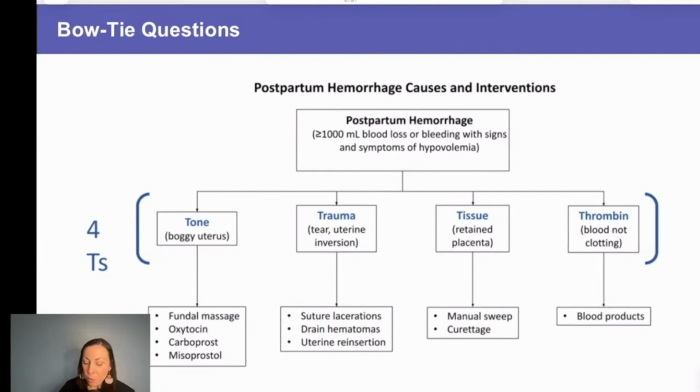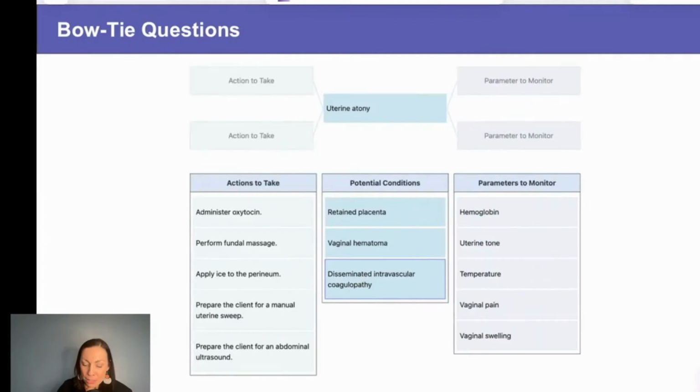So now we can look at what kinds of interventions we're looking for, because not all postpartum hemorrhages are treated the same. For our tone, we are going to be doing fundal massage, giving oxytocin, carboprost, or misoprostol, just medications that would firm up that uterus. So keeping that in mind, we'll take a look at all of our options. So oxytocin, what is that? Oxytocin is a uterine stimulant. What does that mean? It's going to help firm up and contract that boggy uterus. We definitely need that, right? I think administer oxytocin, but let's keep looking. The next is perform fundal massage.